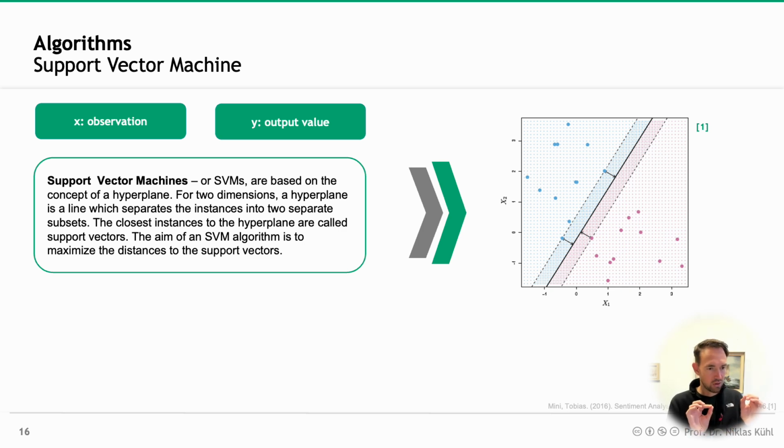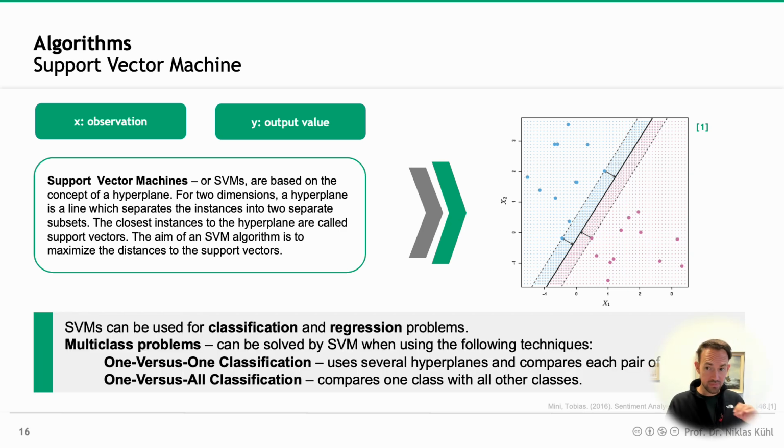Those instances that are closest to this hyperplane are called the support vectors. So they support the way that the pattern is being recognized. They support the way in distinguishing between those classes. And now the aim of a support vector machine algorithm is always to maximize the distances to these support vectors, so to be as good as possible in distinguishing the classes that I'm interested in. And the interesting thing about support vector machines is they can be used for both classification and regression problems. Again, in its vanilla form, it doesn't work with multi-class problems, but there are easy fixes to that.